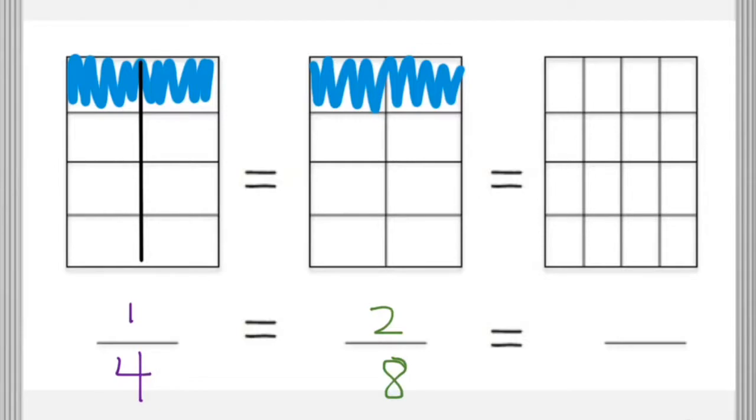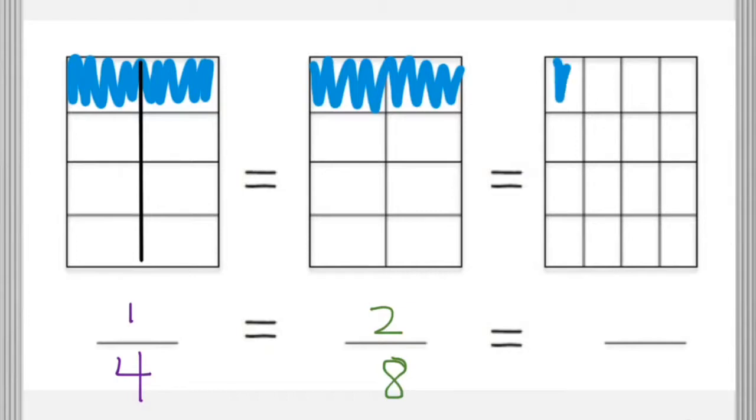Let's look at another example. So let's say we want to find another fraction that's equivalent to 1/4. So I can change the amount of pieces I've divided that rectangle into. So if we look at this picture here on the right, we can see that the rectangle has stayed the same size, but now it's divided into 16 equal parts instead of 4 equal parts.